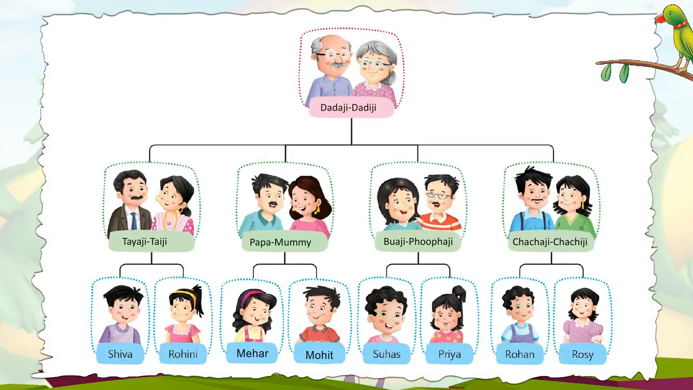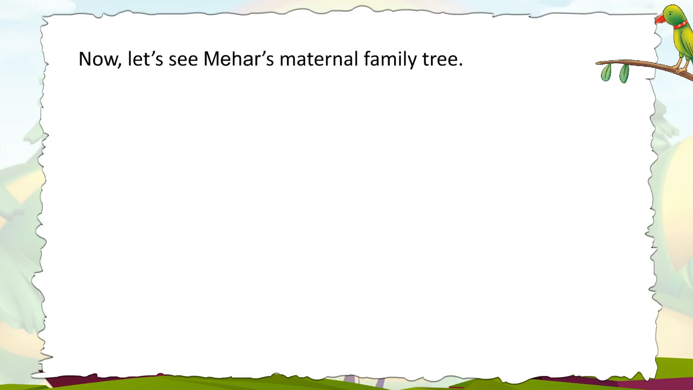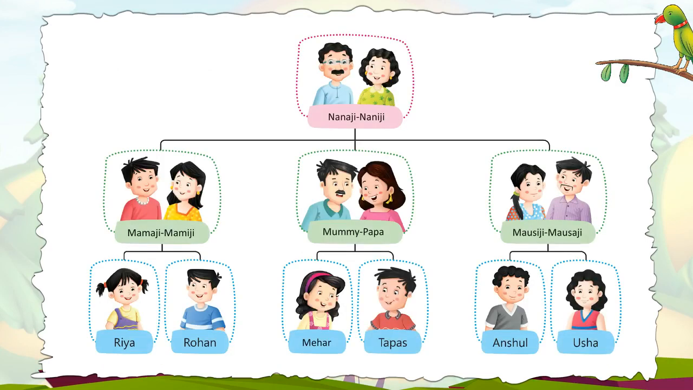Dada ji, Dadi ji, Taya ji, Tai ji, Papa, Mummy, Bua ji, Fufa ji, Chacha ji, Chachi ji, Shiva, Rohini, Meher, Mohit, Suhas, Priya, Rohan, Rosi. Now, let's see Meher's maternal family tree. Nana ji, Nani ji, Mama ji, Mami ji, Mummy, Papa, Mausi ji, Mausa ji, Priya, Rohan, Meher, Mohit, Anshul, Usha.